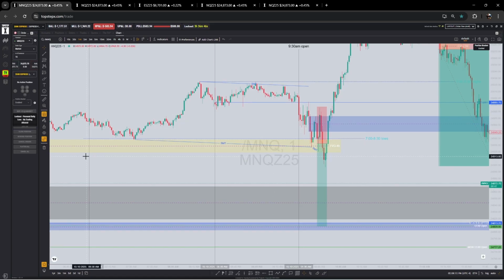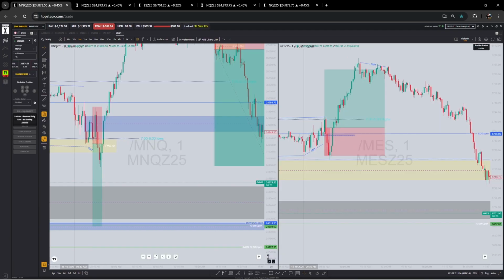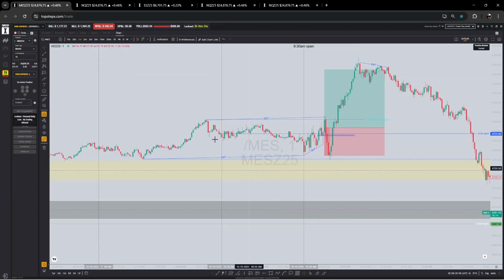Guys, the normal thing we do when we come into the market is mark out our 7 a.m., our 8:30 a.m., and the lows and highs between 7 a.m. and 8:30 a.m. So this was our low here, this was our high here. And we do the same for ES as well. We mark out our lows and highs between 7 a.m. and 8:30 a.m. So we had this being the highest high and this being our lowest low between 7 a.m. and 8:30 a.m.